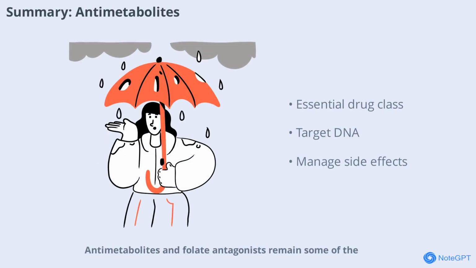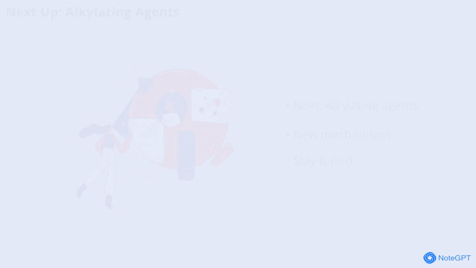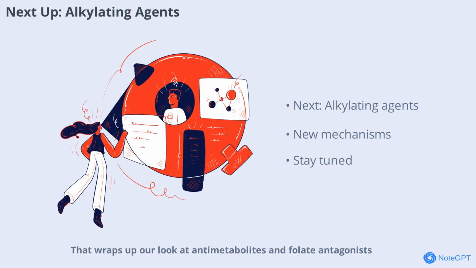Antimetabolites and folate antagonists remain some of the oldest and most essential drug classes in oncology. By targeting the DNA-building machinery, they exploit a fundamental vulnerability in cancer cells. Understanding how these drugs work, their risks, and how to manage side effects is key to successful treatment. That wraps up our look at antimetabolites and folate antagonists.